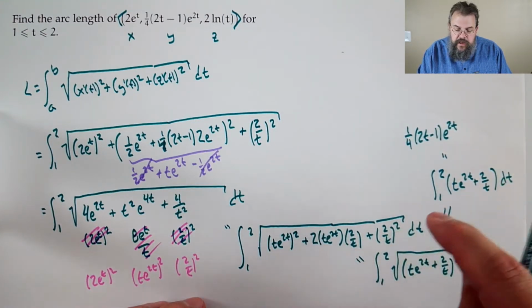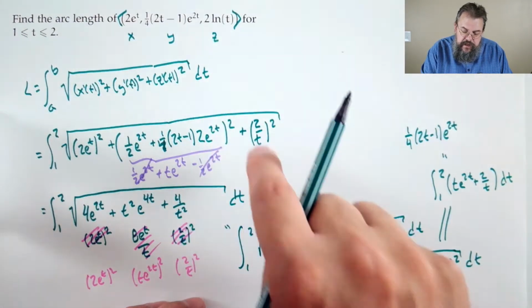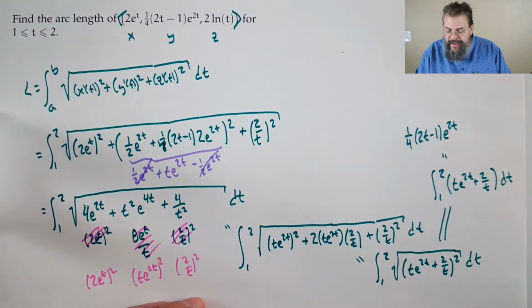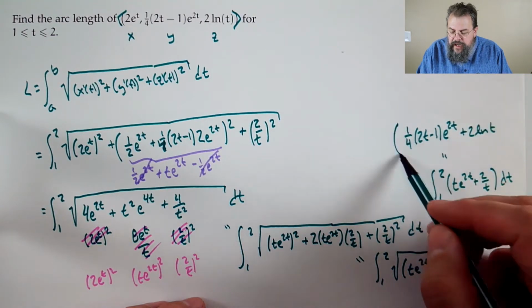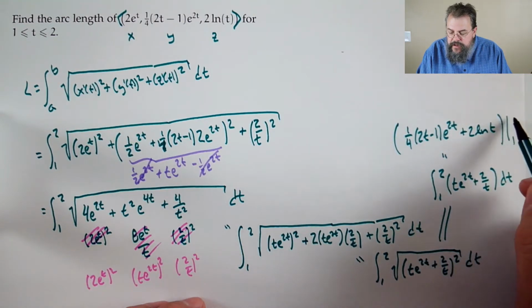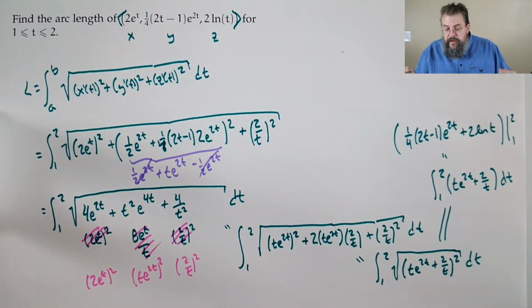Plus the integral of 2 over t, we could say, same trick. 2 over t we also know. We can do that. That's 2 natural log t. And we're going to evaluate from 1 to 2. So the last thing for us to do is to evaluate, and then we're done.